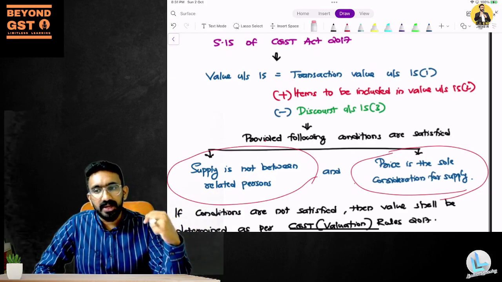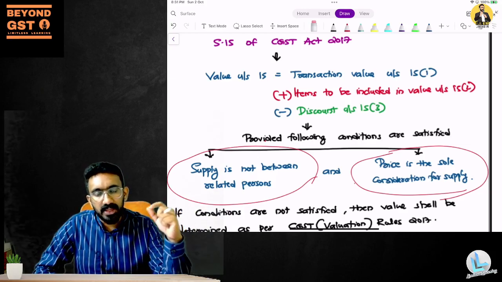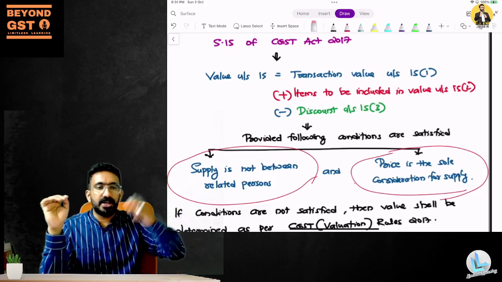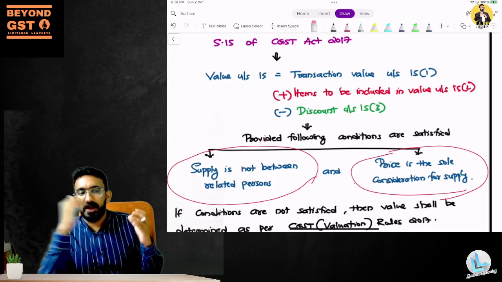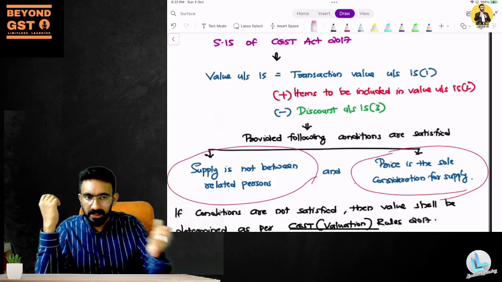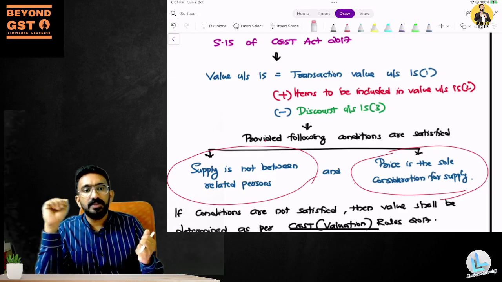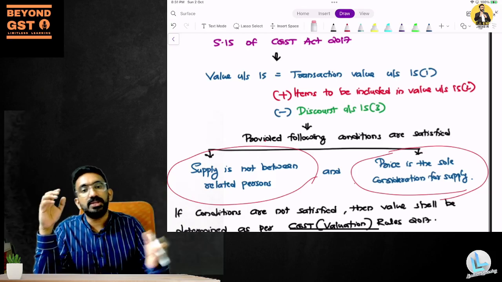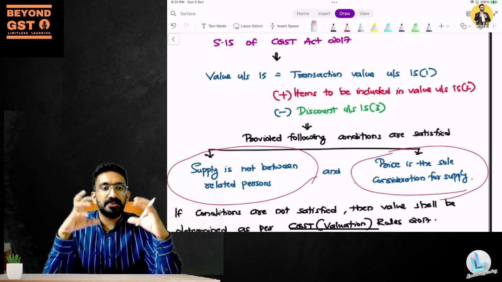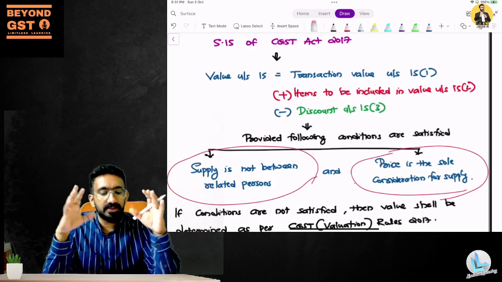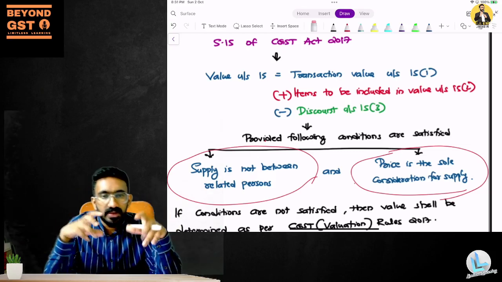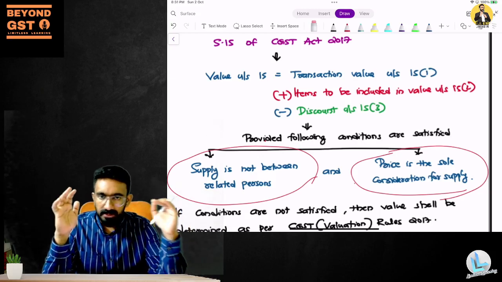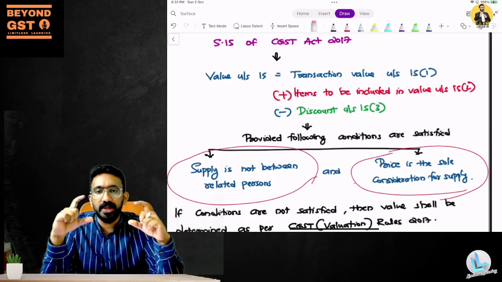What is to be added? Items to be included in value under section 15(2). So 15(2) lists 5 different types of expenses or 5 different types of money that you collect from the customer. If you have not already added these to the transaction value, for computing GST you need to add them to the value. And if you have given any genuine discount, what is genuine discount? They have defined how a discount can be reduced. The discount should be a discount under section 15 subsection 3. Then it can be reduced. So the net value is what you will pay GST on.